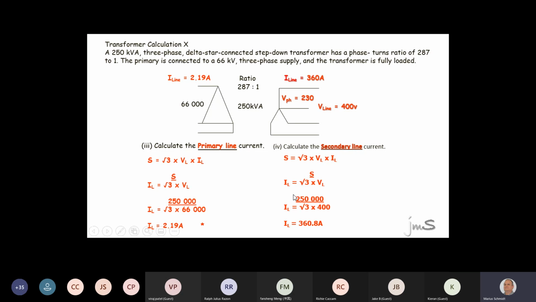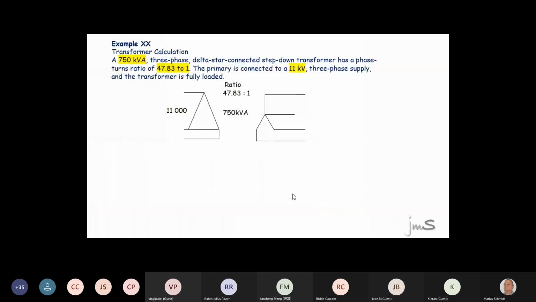Right. Now here comes the next exercise. Question XX. I want to know what my secondary phase voltage is. I'm going to give you 4 minutes so you can do that for me. It's the same question, different ratios, different voltages. Tell me what the coil current is. I'm going to give you 4 minutes. I will be quiet now.